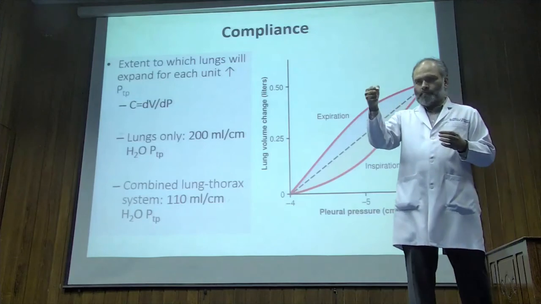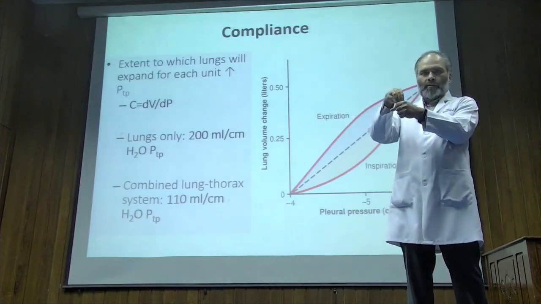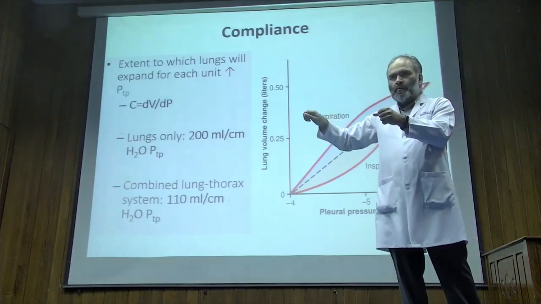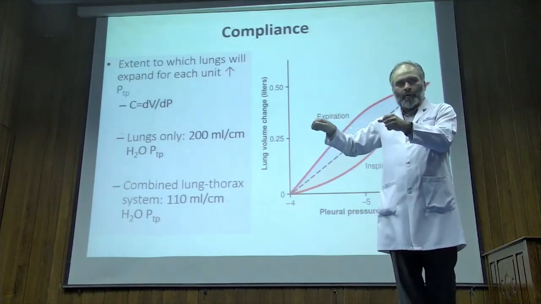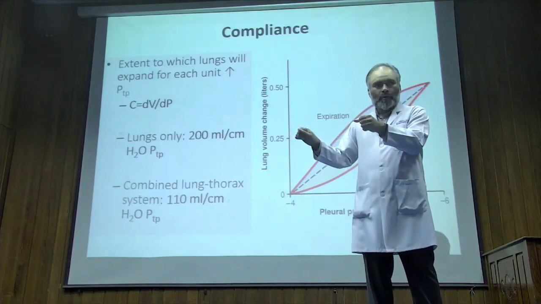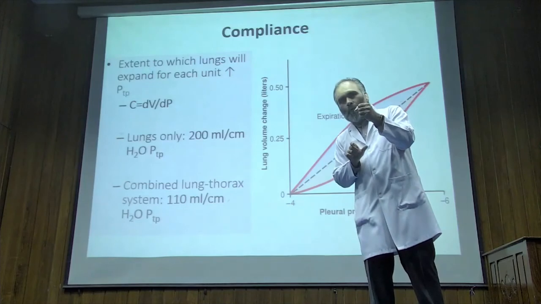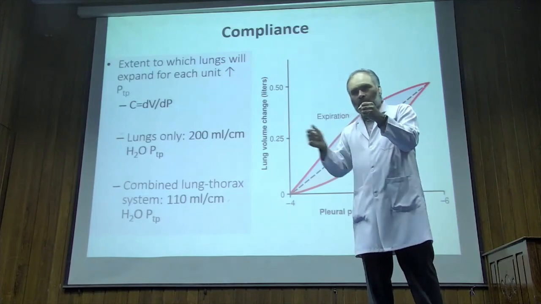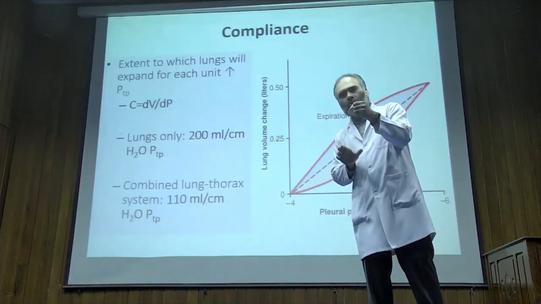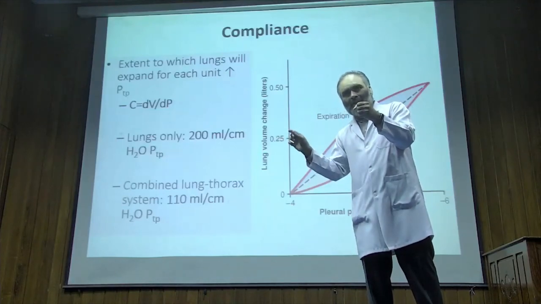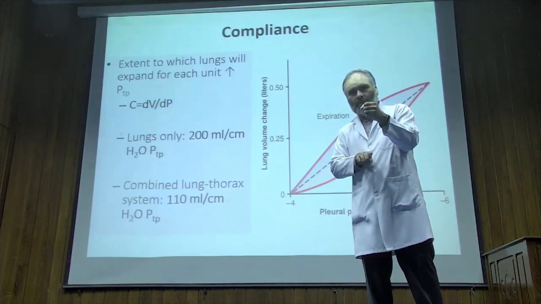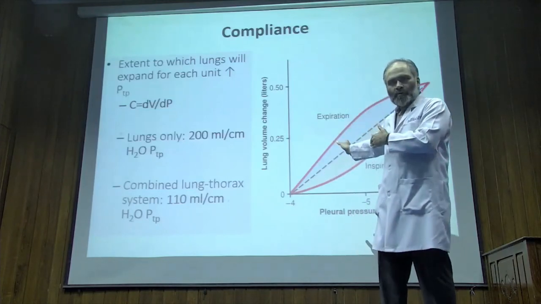How do we plot this graph? We take the lung, we connect it with an air device, and we open the air device a bit at a time. We know how much air has gone in and we switch it off. Then we look at how much the lung volume has increased. Then we repeat, put in more air, stop, and look at the change in volume. So each delta P that we introduce corresponds to a delta V in the lung. That's how we plot this curve.